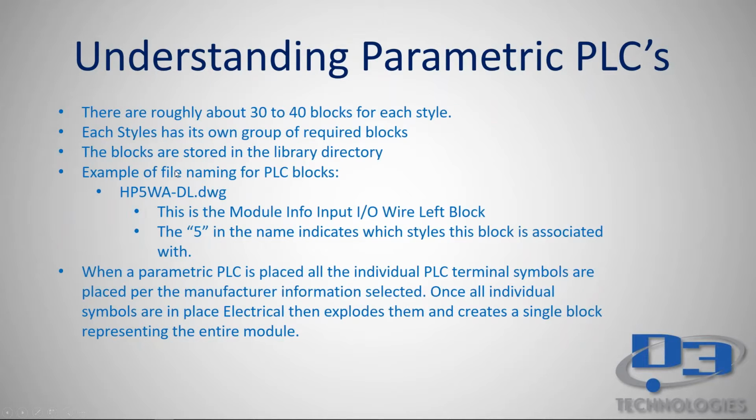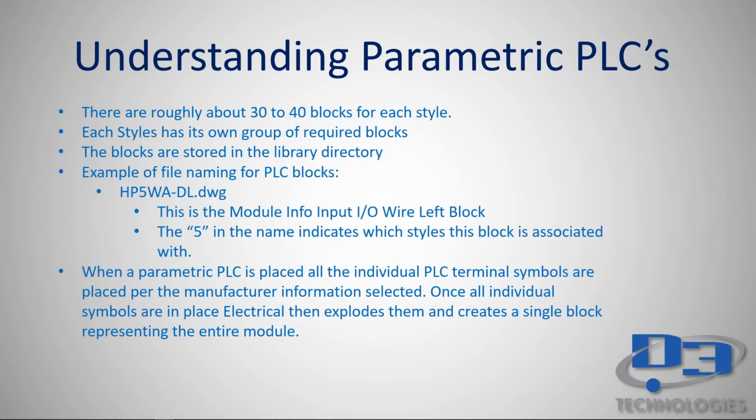The blocks that we're going to be editing are stored in your library location. So if you're utilizing the NFPA library, you will find these files within that library. An example of the files we're going to be looking for, and I'll show this all in the software in a minute, is this file name, HP5W-alpha-DL, that's the one I just previewed in the previous slide. That is the DWG for the module info wire left block. The 5 in that string of text indicates which style it is associated with. So as I mentioned, you get 5 styles for the Parametric PLCs out of the box.